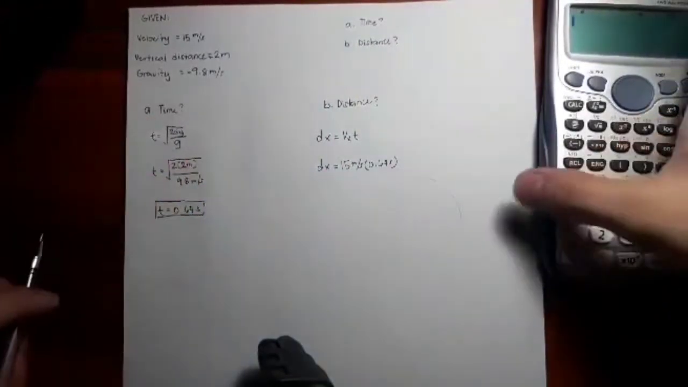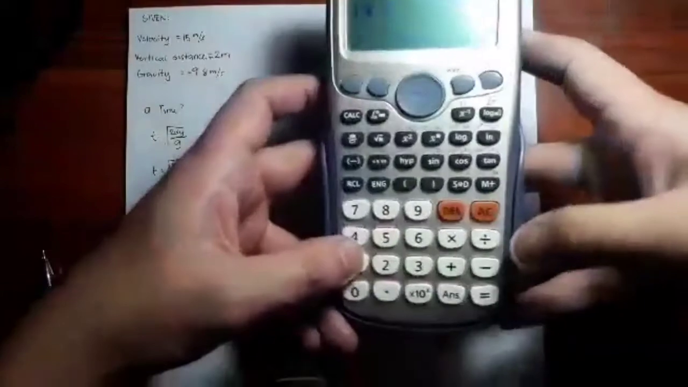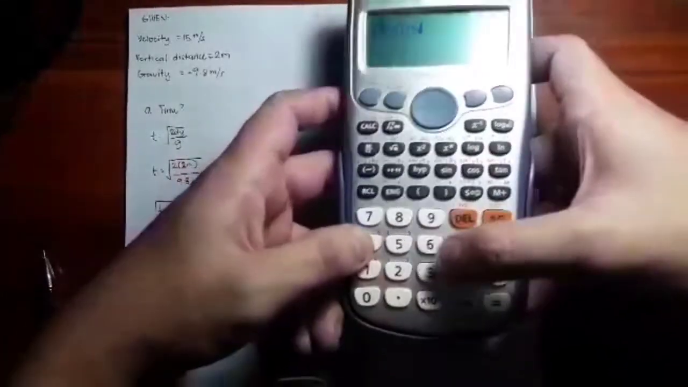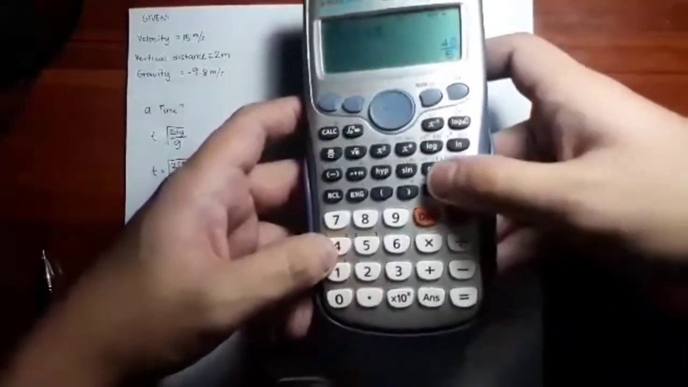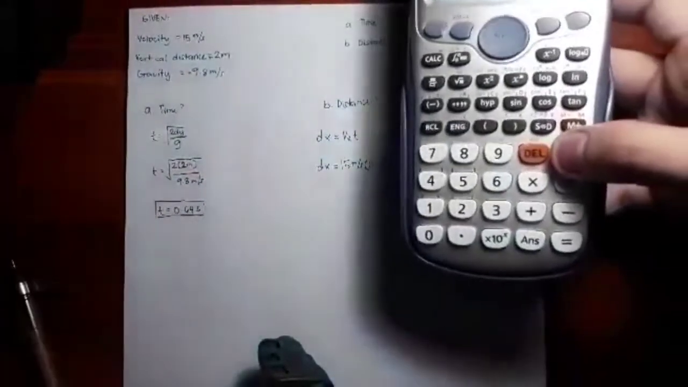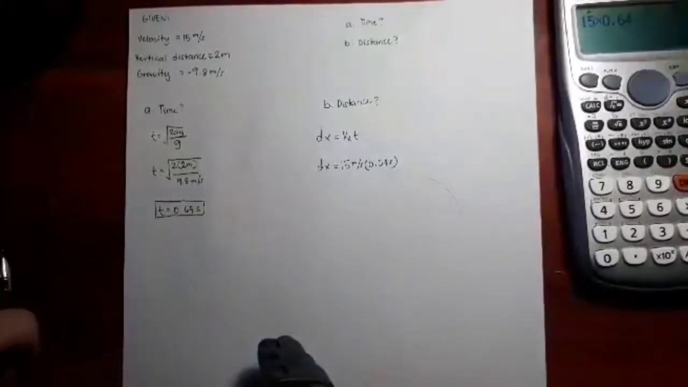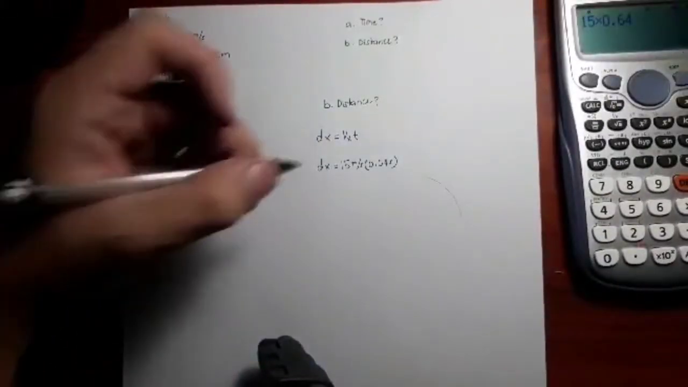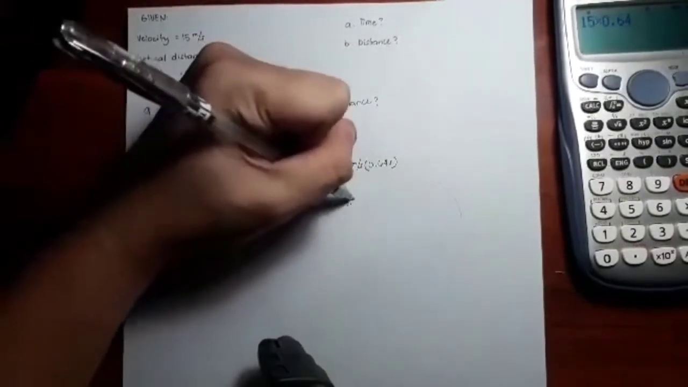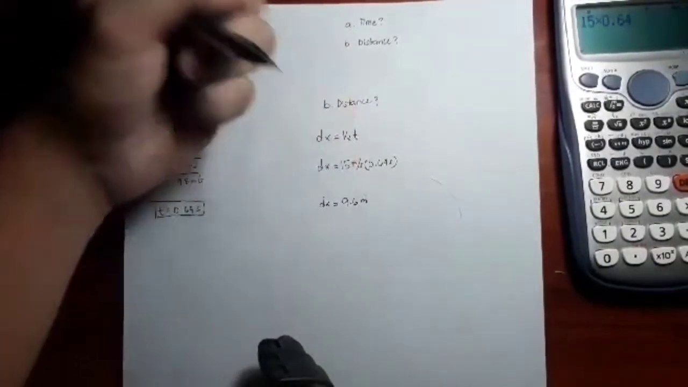And now, we have only to input this in our calculator. 15 times 0.64 seconds would be equal to 9.6. So, the distance traveled by the ball was equal to 9.6 meters.